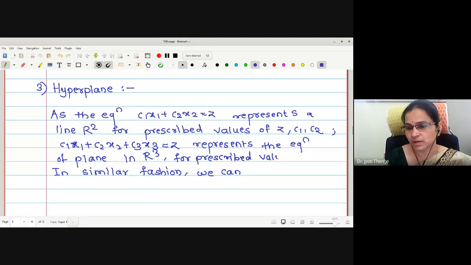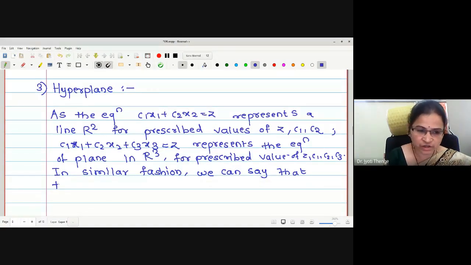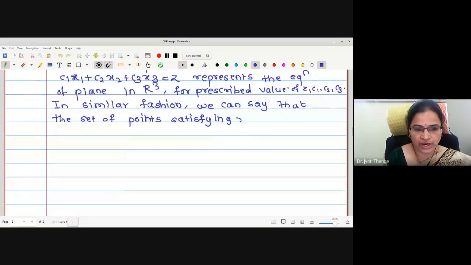For prescribed values of z, c1, c2 and c3. In similar fashion, we can say that the set of points satisfying... Now we will generalize this to n-dimensional spaces.